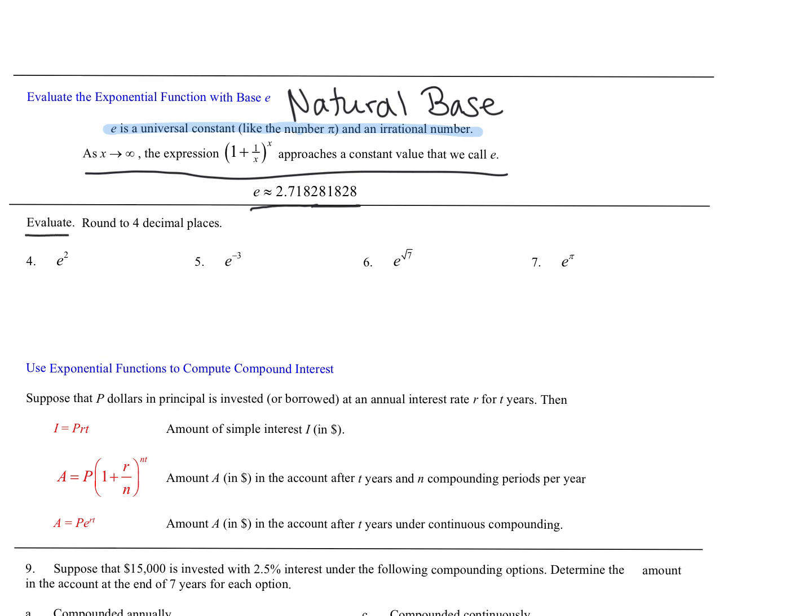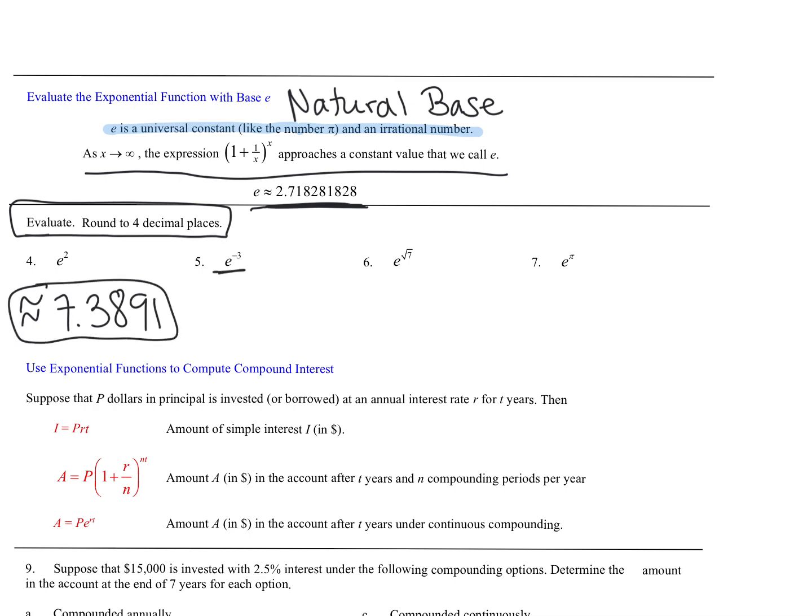Okay, so we're going to evaluate. We're going to round to 4 decimal places. If you don't know where e is on your calculator, you can use this decimal to help you. So when I type in e squared into my calculator, I get approximately 7.3891. When I type in e to the -3 power, I get approximately 0.0498.